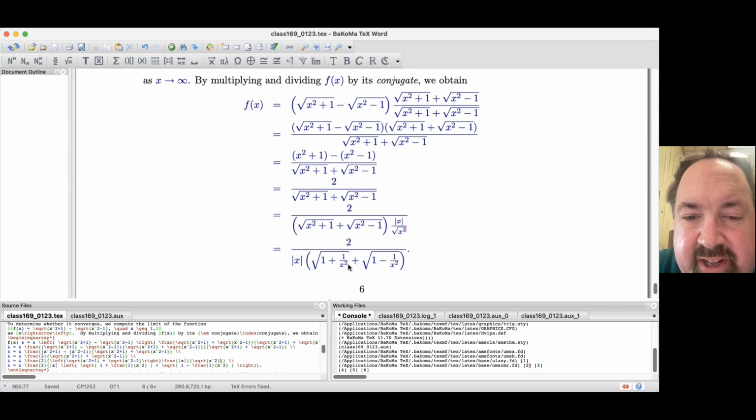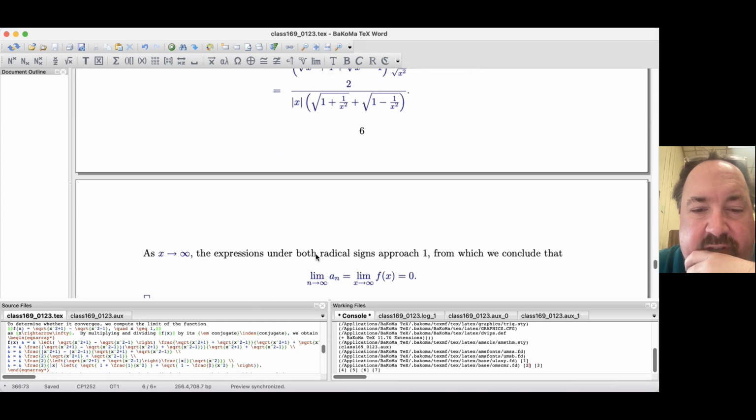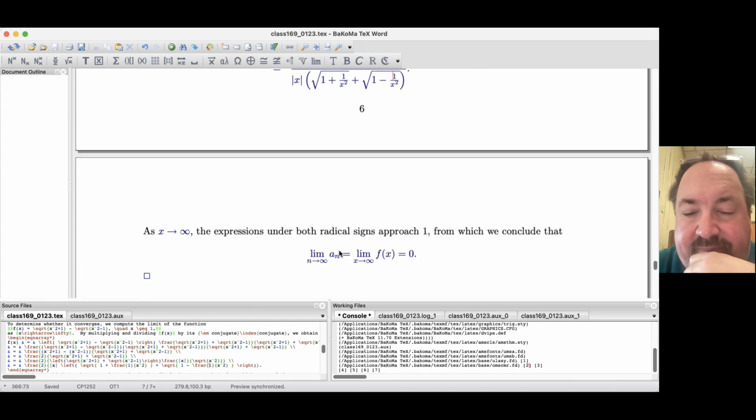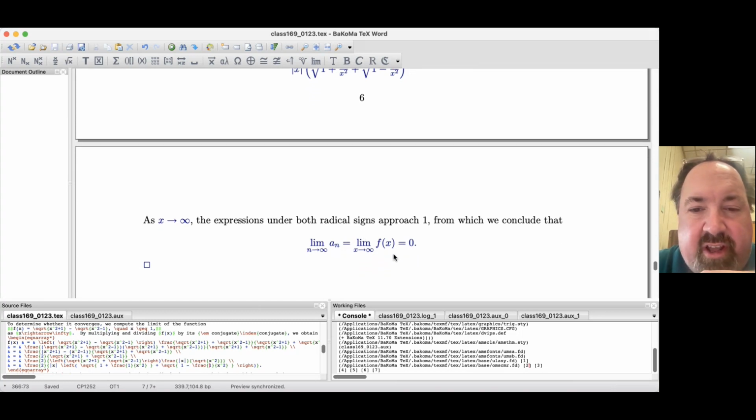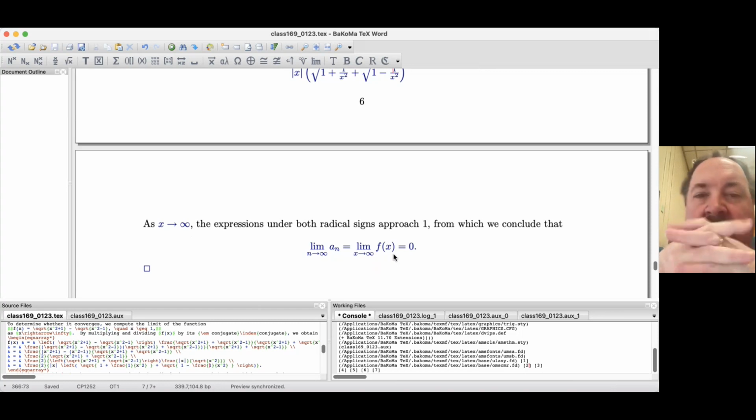As x goes to infinity, these fractions are both going to 0. So I'm left with 2 over absolute value of x, and as x is going to infinity. Well, if the numerator is fixed as a constant and the denominator becoming infinite, this function is converging to 0. So we can conclude that the limit of a sequence, which is also the limit of a function, is 0.